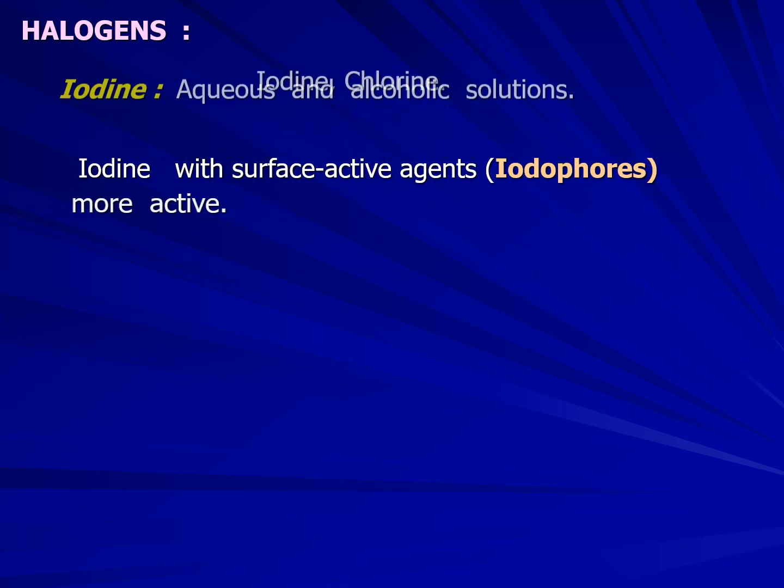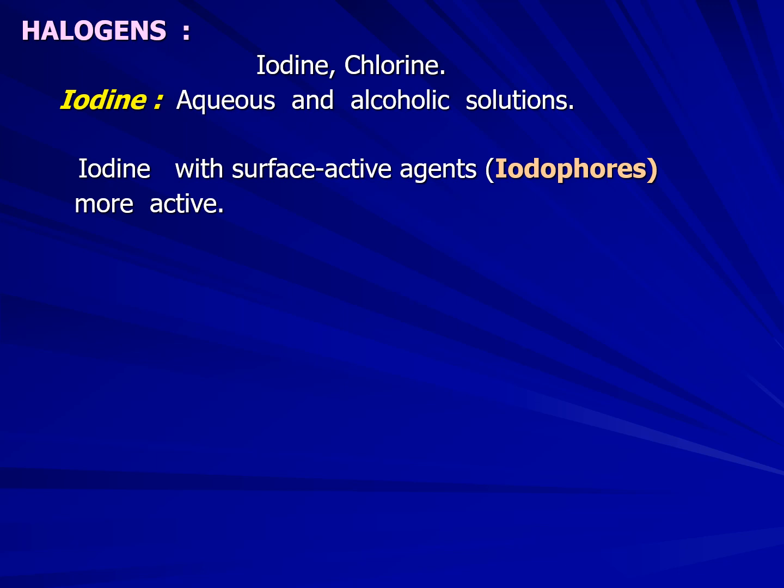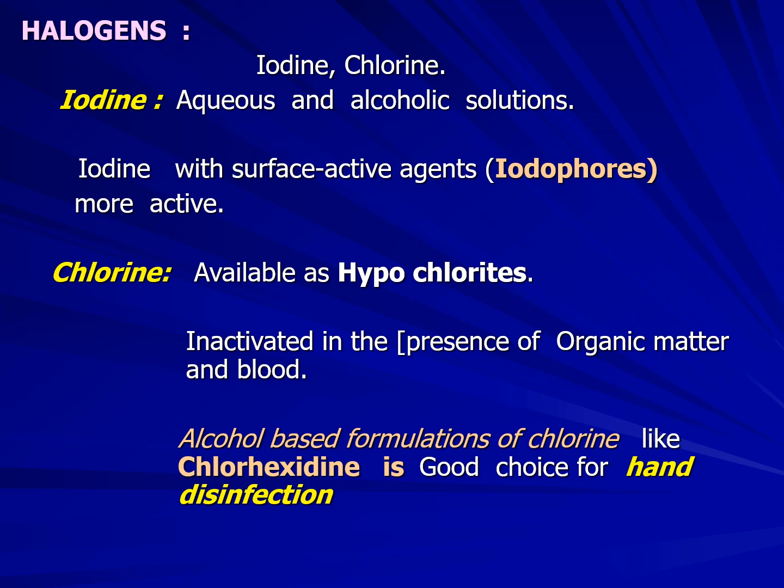So next are the halogens. The halogens are of two types: one is iodine and the other chlorine. Iodine comes in aqueous and alcoholic solutions. Iodine with surface active agents is nothing but iodophores. These are more active. Next is chlorine, mainly available as hypochlorites, which are inactivated in the presence of organic matter and blood.